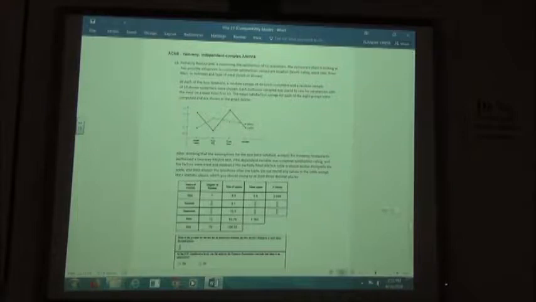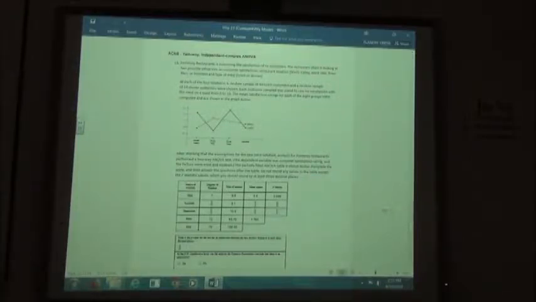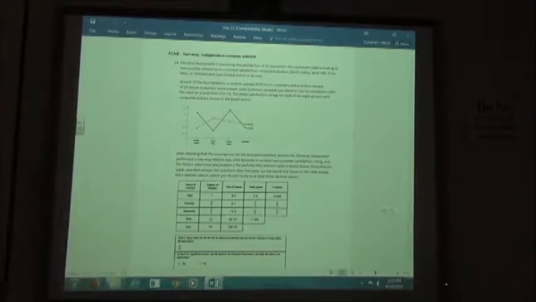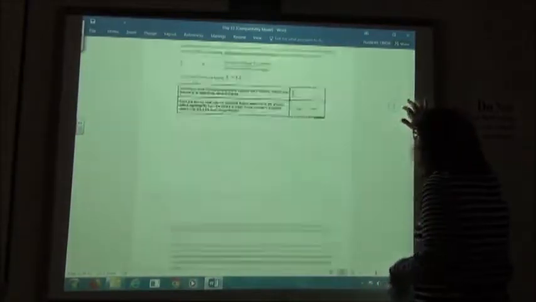After checking that the assumptions for the test were satisfied, Analysis for Pomeroy Restaurants performed a two-way ANOVA test. The dependent variable was customer satisfaction rating, and the factors were meal and location. The partially filled ANOVA table is shown below. Complete the table and answer the questions after the table. Do not round any values in the table except the F statistic value. You should round to at least 3 decimal places for the F statistic value.